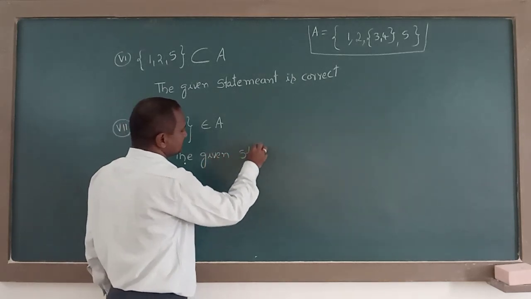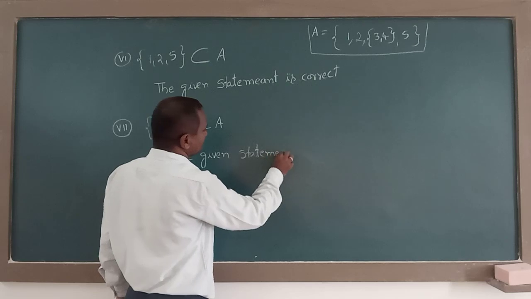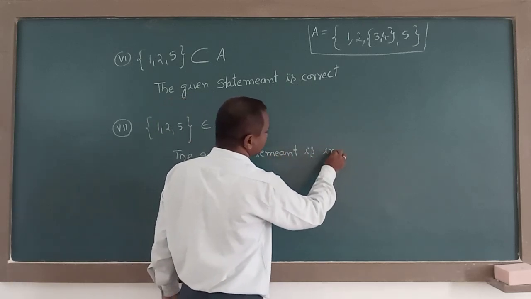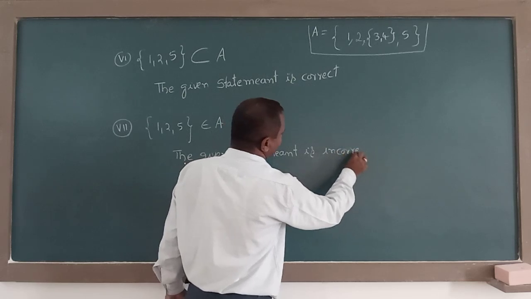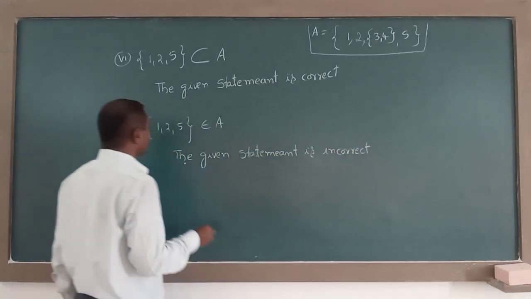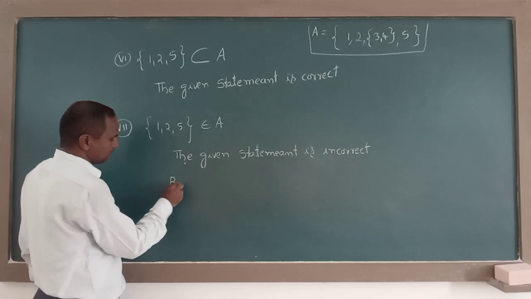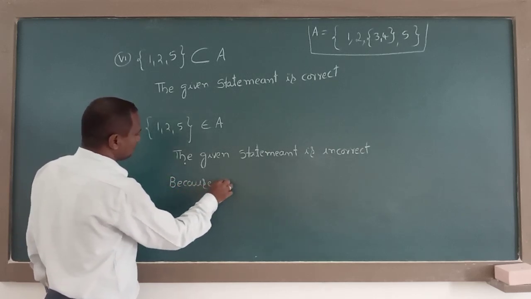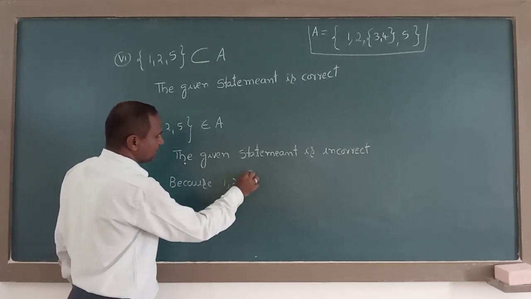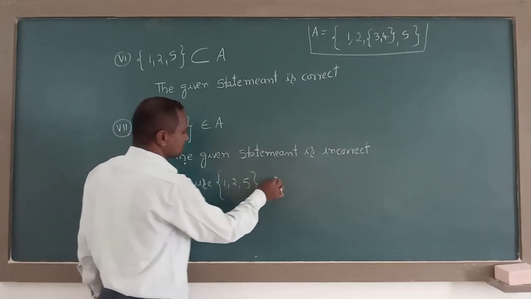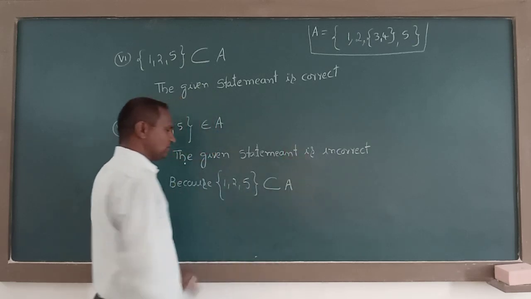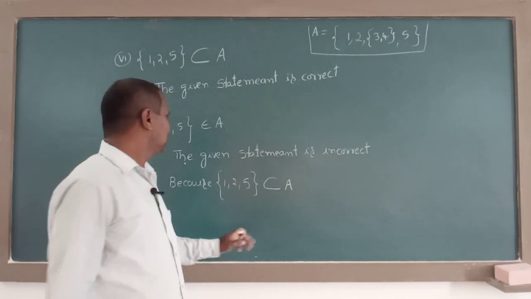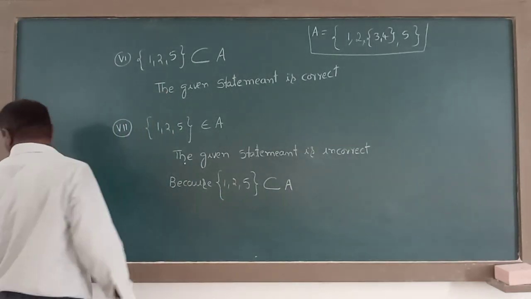The given statement is incorrect, because the set of the elements 1, 2, 5 is always a subset to A, but it does not belong to capital A. Next, eighth question.